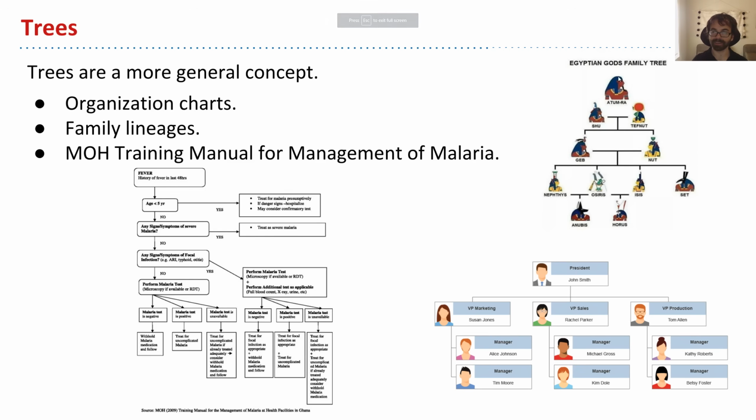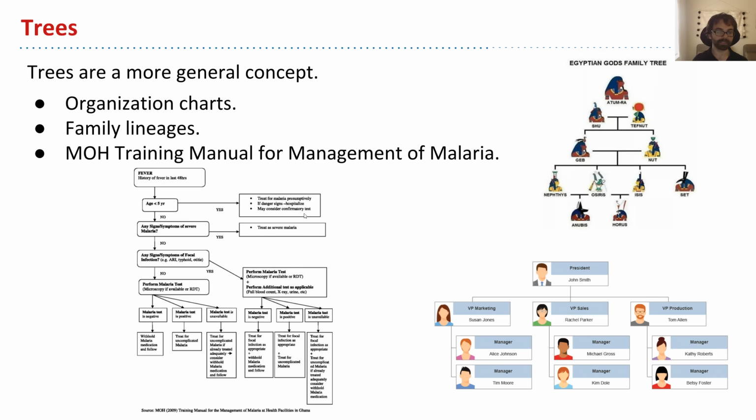So here we look and we see Atum-Ra as the patriarch of the whole entire Egyptian gods' family tree according to this random image from Pinterest. And then you go down the line and you eventually get to Anubis. So this is a tree also, right? It could be used as a way to track lineages.